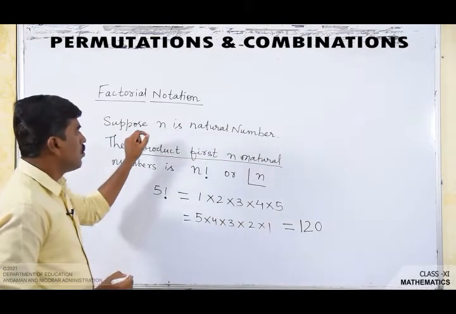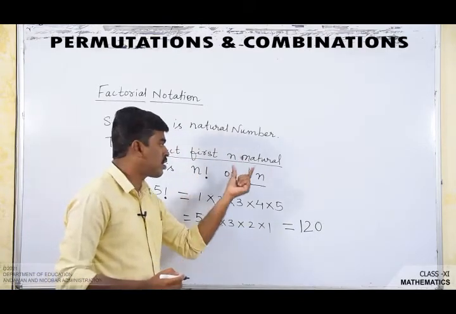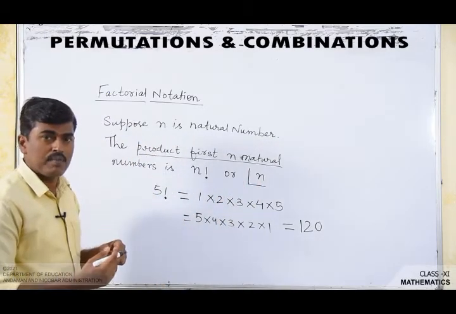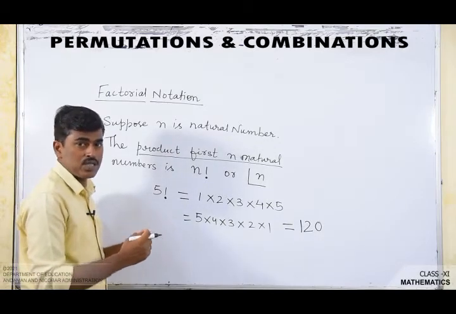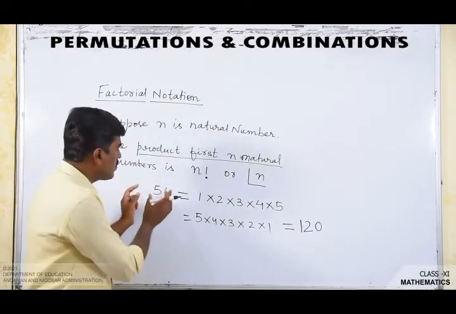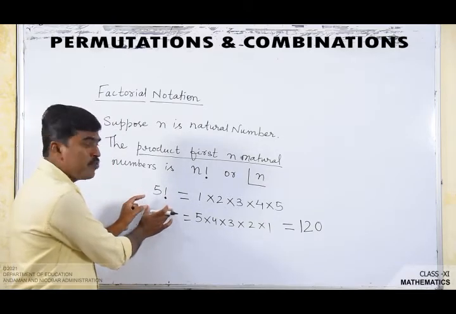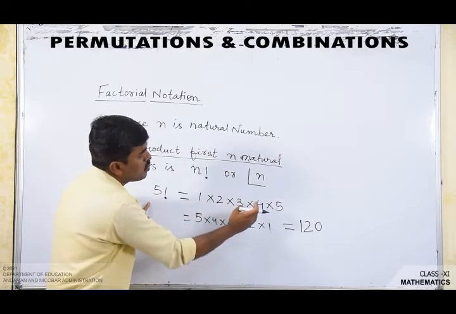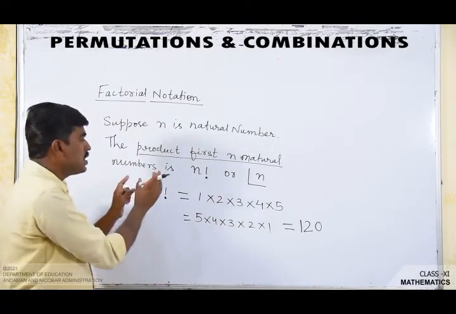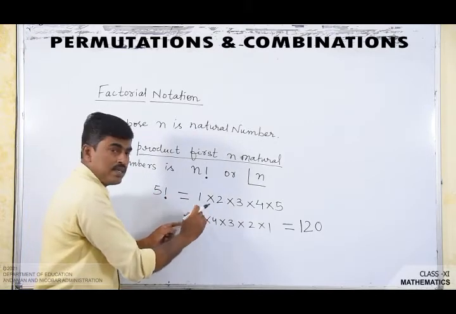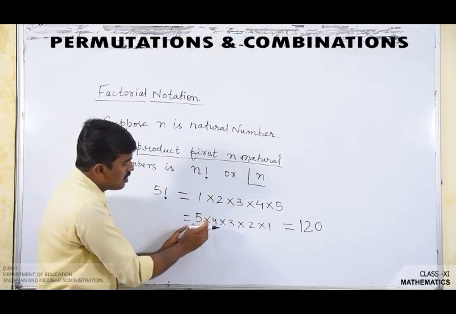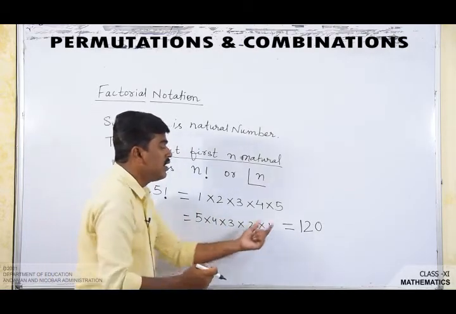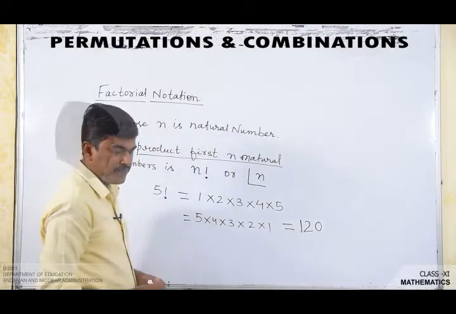So once again, what is meant by n factorial or factorial n? It is the product of first n consecutive natural numbers. Clear? That means if it is given as 5 factorial, then we have to multiply all the natural numbers up to 5, that is 1 into 2 into 3 into 4 into 5. Generally in this factorial notation we will expand it in the reverse order. So generally we will write 5 into 4 into 3 into 2 into 1, and its value is 120.